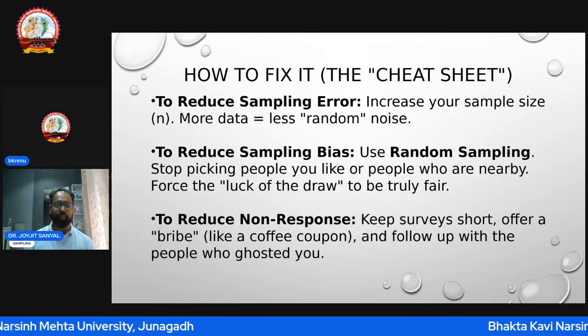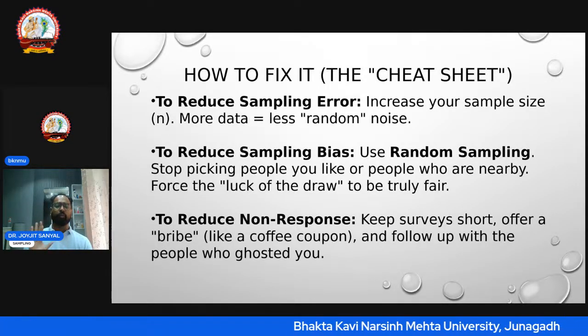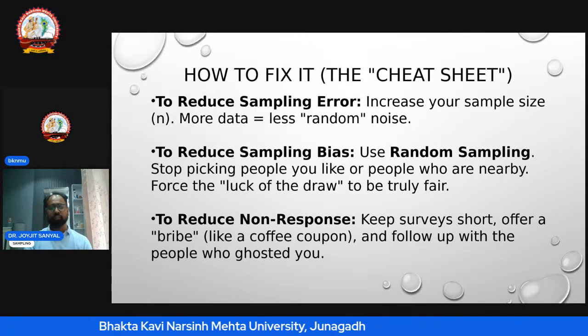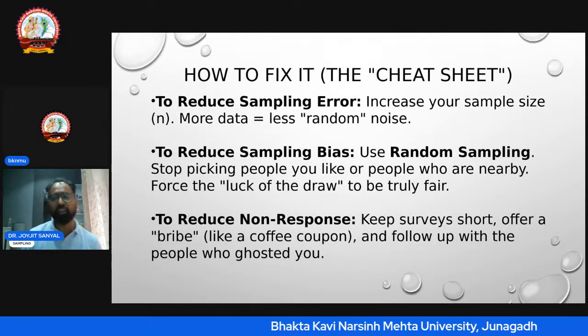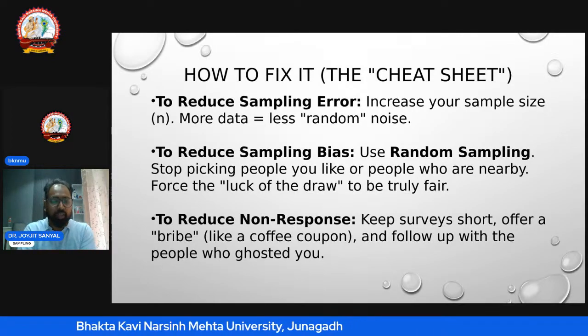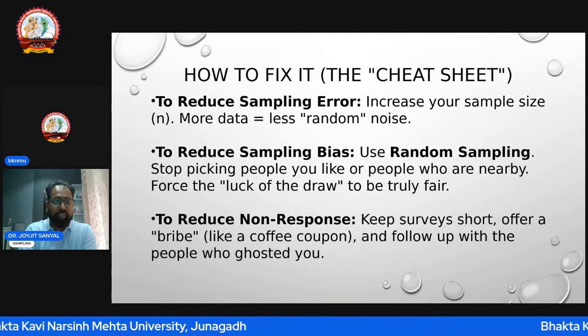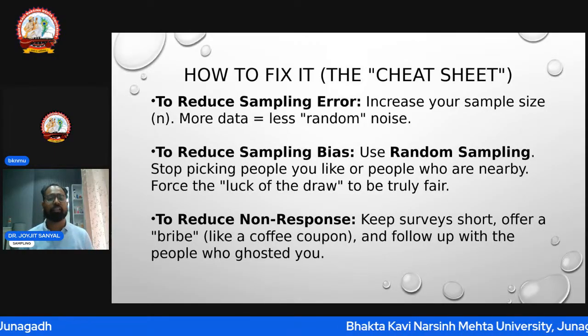Right. Definitely, as I've already told you, errors and bias may happen. Mostly, bias is something that we need to control more. Errors, this is sometimes what happens, it goes out of our control. We cannot, right? So, to reduce sampling error, the simplest thing is to increase your sample size. That is the small n, how we represent the sample size. Okay. So, more data equals less random noise.